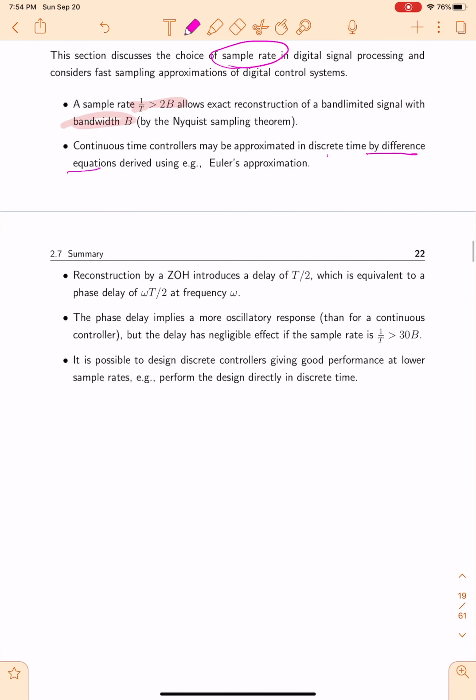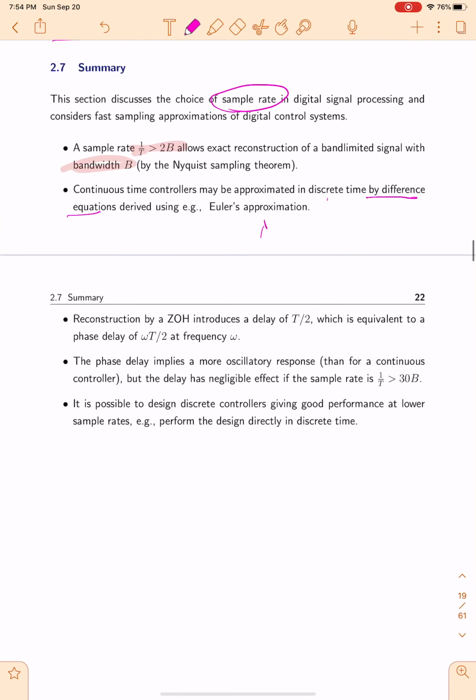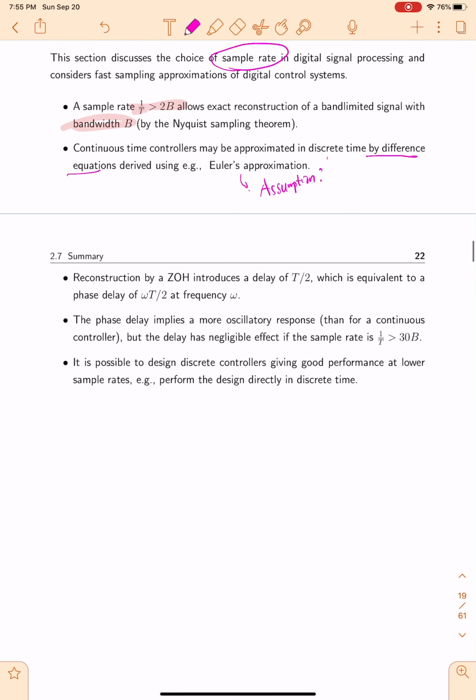With reconstruction by a ZOH. What is the assumption? We mentioned this in our last video. Reconstruction by a ZOH will introduce a delay of T/2. This is equivalent to a phase delay of omega T/2 at frequency omega. The phase delay implies a more oscillatory response, but the delay has negligible effect if the sample rate is greater than 30 times the bandwidth.